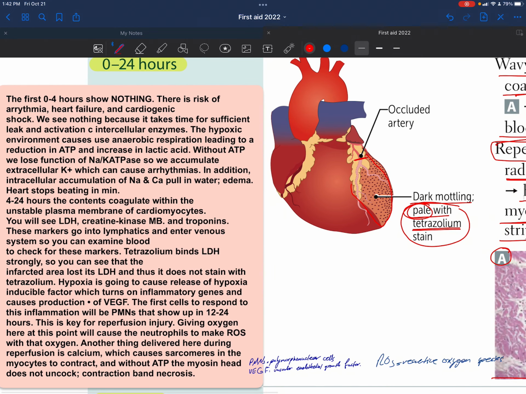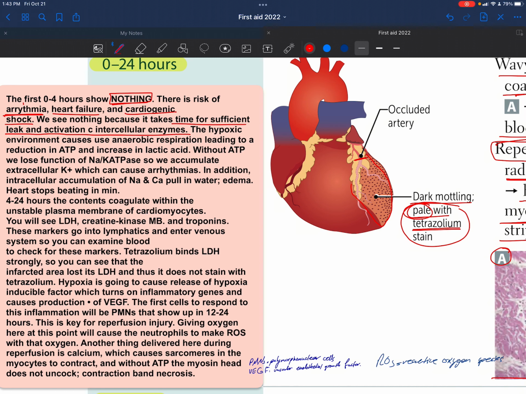Someone to make sure. So for the 0 to 24 hours, what are the changes we're going to see? For the 0 to 24 hours, we're going to see nothing basically, but of course there's a risk of arrhythmia that may cause death at home, as I said, or heart failure, and also cardiogenic shock. We see nothing because it takes time for sufficient leak and activation of intracellular enzymes. Because 0 to 4 hours is a really short time. We need more time for the cell to rupture and let all of its content go to the outside.